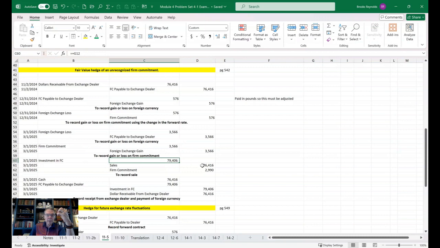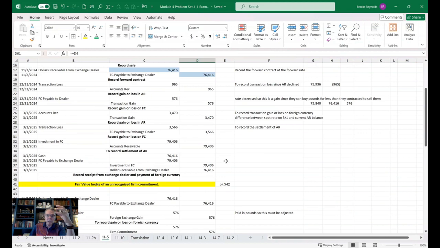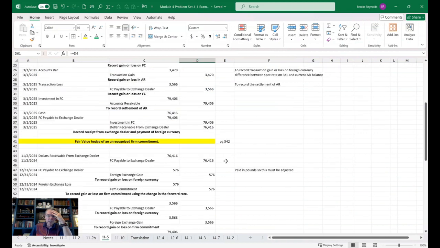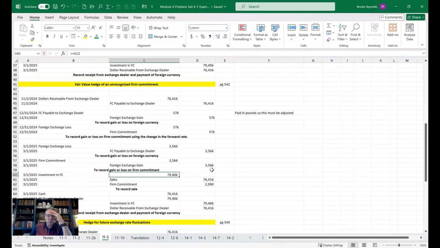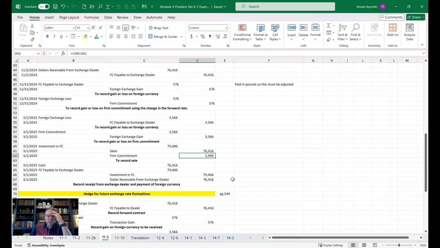79,406. All right. And we are going to book the original sales price because that's what we're obligated to do, the 76,416. So the difference between what the pounds were worth and what the sales were is going to be the firm commitment, because that's the difference. And so the firm commitment is then going to have an offset of these foreign exchange losses and or this firm commitment.